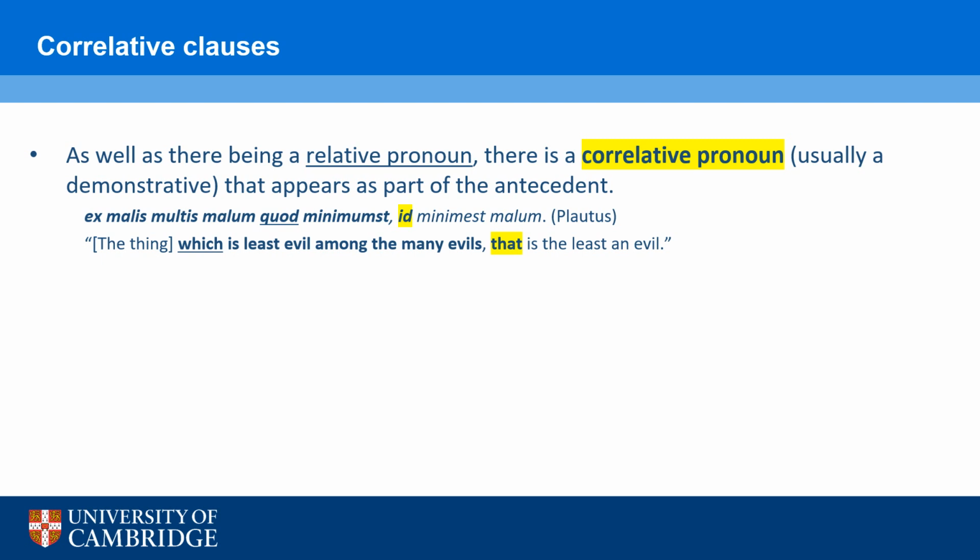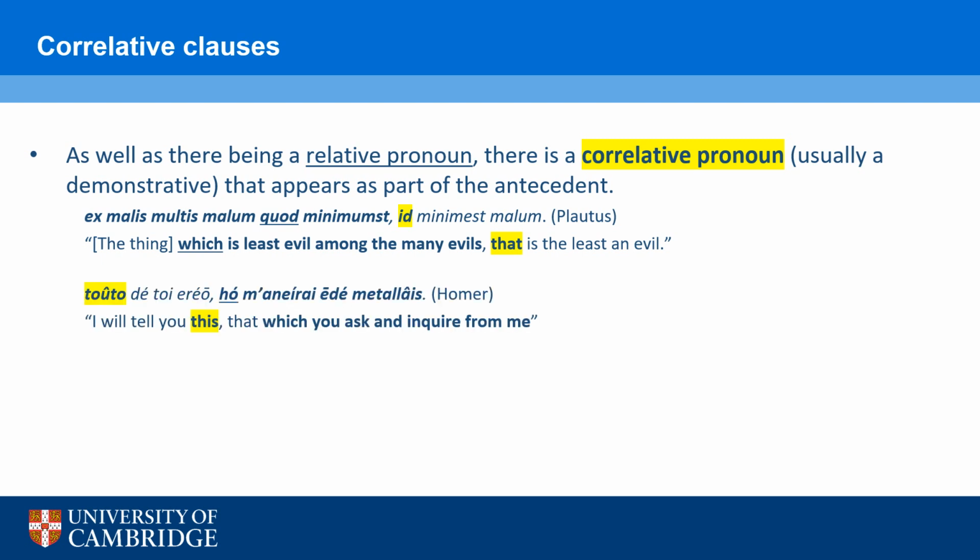I've translated it here as that. Here is another example, this time from ancient Greek. Tu to de toi ereo, ho maneirai de metallais. This is basically the same situation as Latin. We have our relative pronoun, ho, and a correlative, tuto. Again, the correlative pronoun is a demonstrative, this time translated as this.